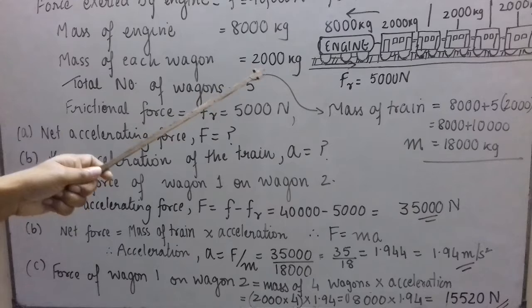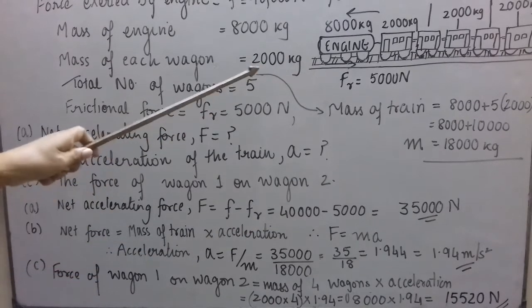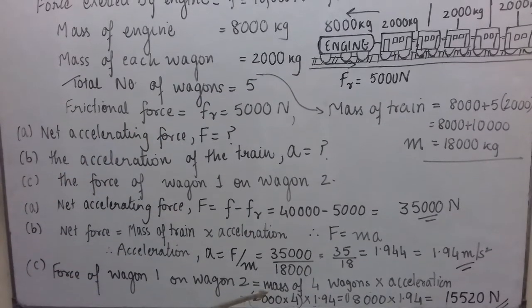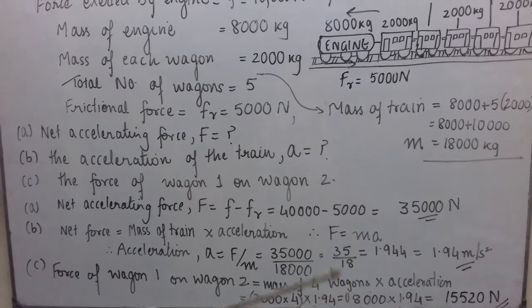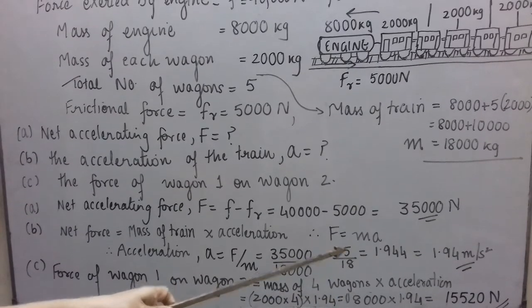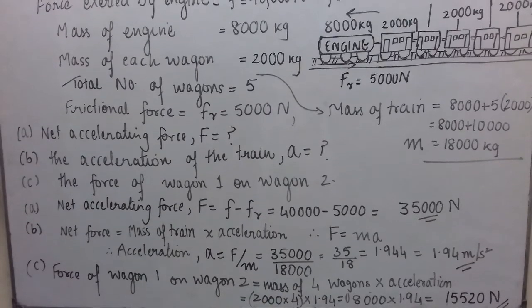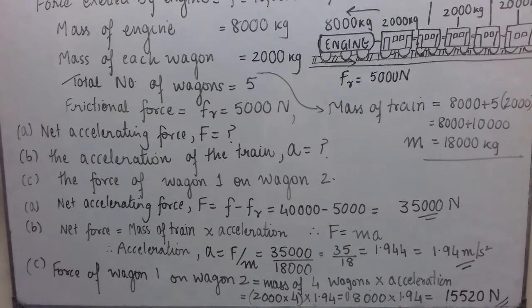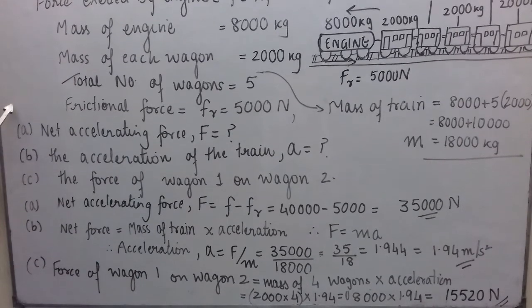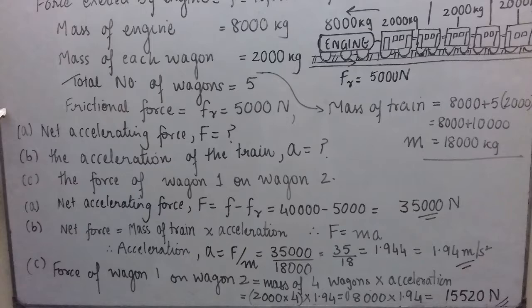Otherwise how can a train move? Acceleration is not different for different parts. So this mass of 4 wagons into acceleration will have the same value, 1.94 only. And finally we get the answer to be 15,520 newtons.